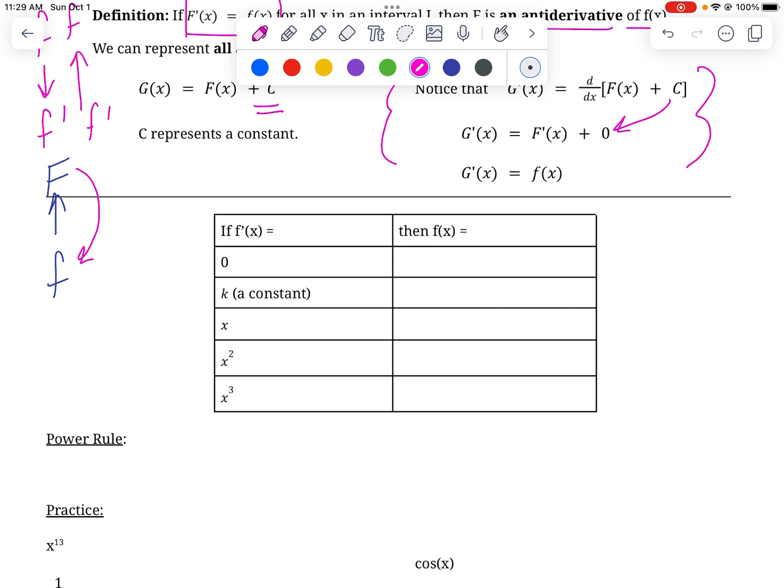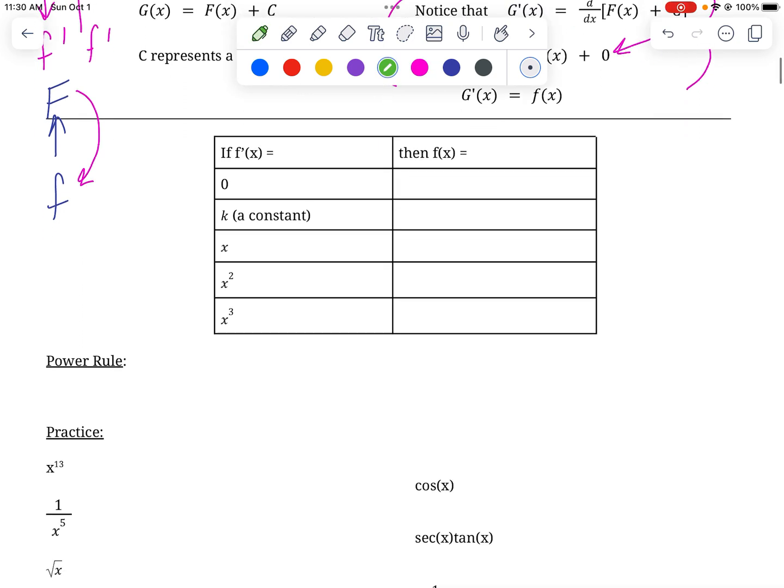But from a student lens, it's probably easier to understand this with some examples. What I wrote in this table was: if f prime is blank, then what is f? If f prime is 0, then f of x would have to be just some constant, because the derivative of a constant is 0. If my derivative is already a constant, I called this k just because I knew I was going to use a c in the previous line.